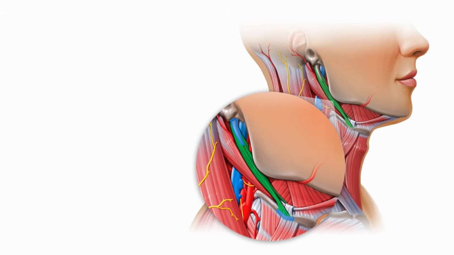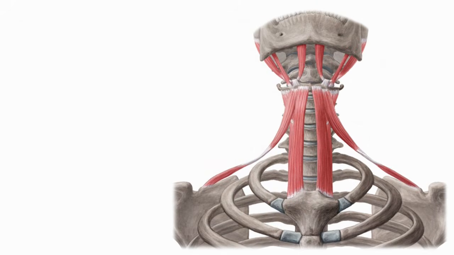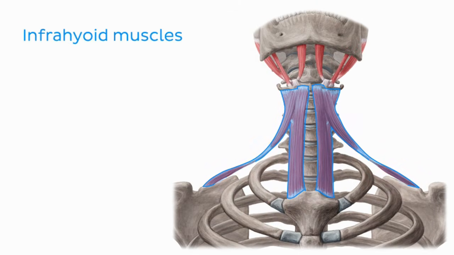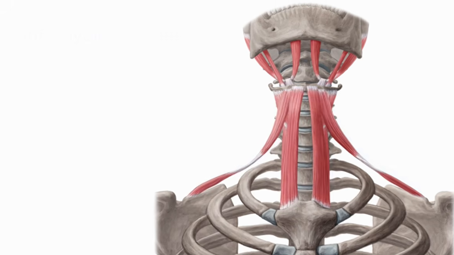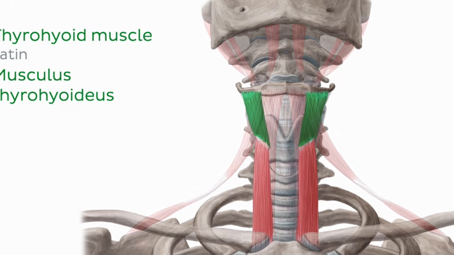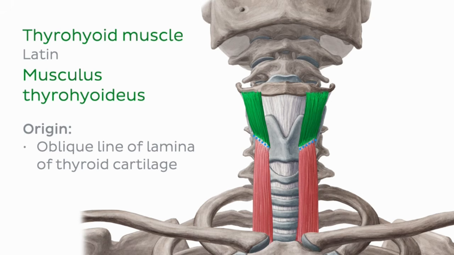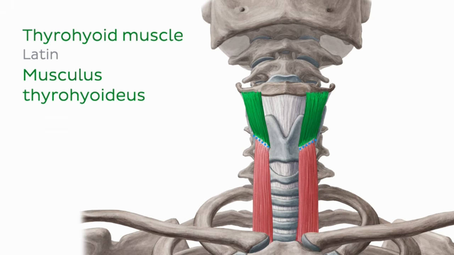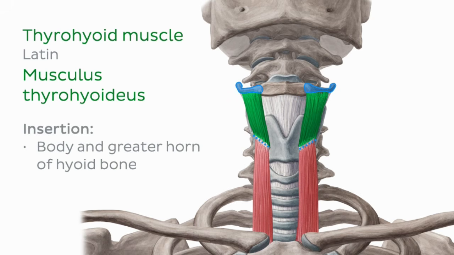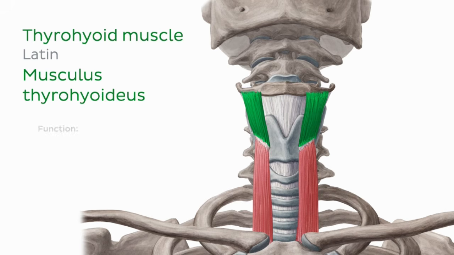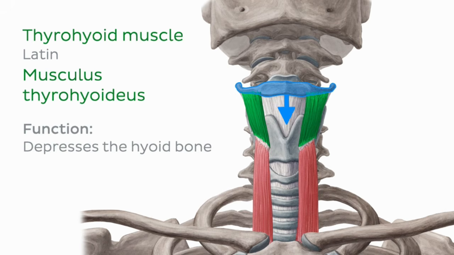The final group of muscles we'll look at are those that are inferior to the hyoid bone. Appropriately, they are called the infrahyoid muscles, or also the strap muscles of the neck. The muscle highlighted now in green is called the thyrohyoid, named after its attachment points. The thyrohyoid originates at the oblique line of the lamina of the thyroid cartilage, travelling vertically to insert at the body of the hyoid and its greater horn. This muscle depresses the hyoid bone.